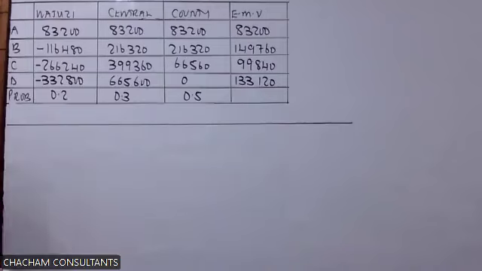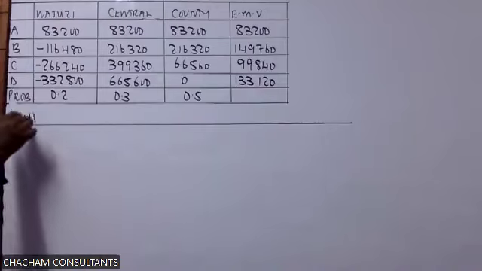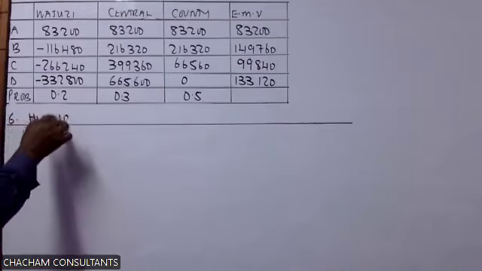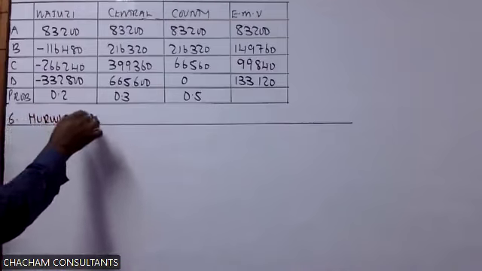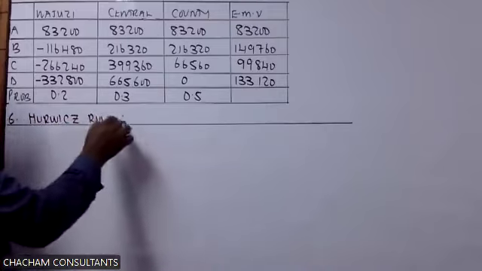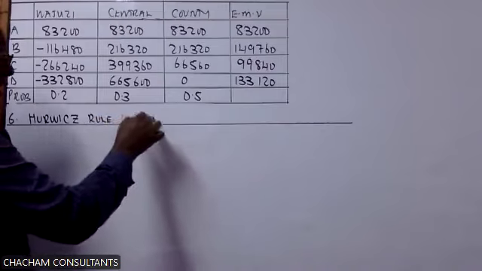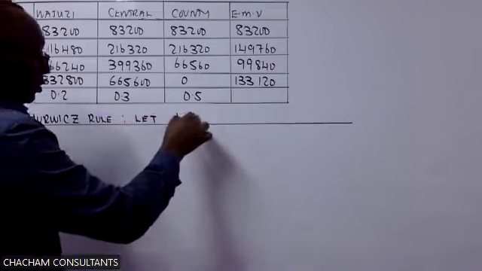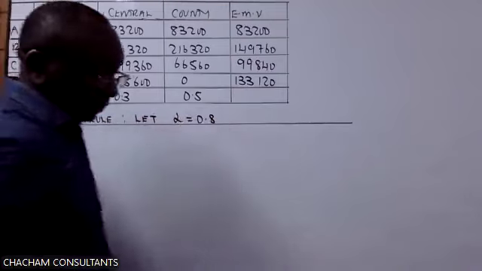That was rule number 5, so I should go to number 6 now. Rule number 6 is called Hurwicz's rule. Hurwicz's rule requires that you have something we call alpha. So we say let alpha be 0.8.